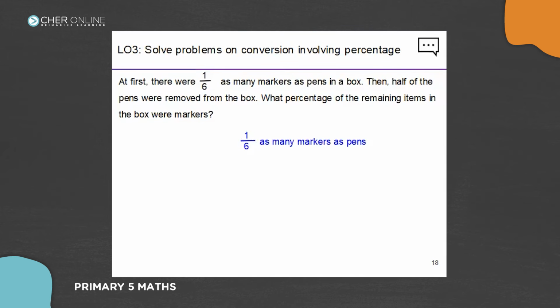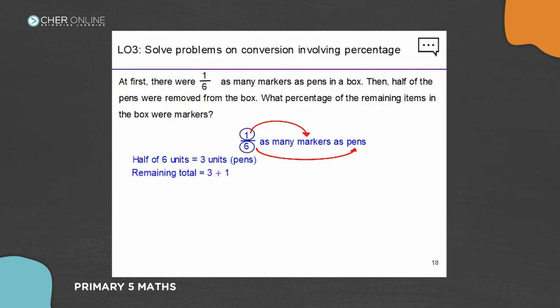If there were 1/6 as many markers as pens, what can we say about the markers and what can we say about the pens? Remember fraction form? So 1 unit is markers and 6 units is pens. Half of the pens were removed, 50% of them. So how many units were removed? Half of 6 units, which will be 3 units. After you remove 3 units of pens, your remaining total is just 3 + 1. 1 unit of marker and 3 units of pens are remaining.